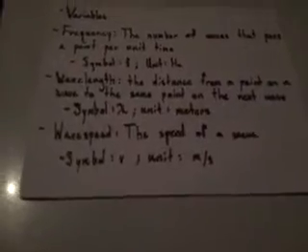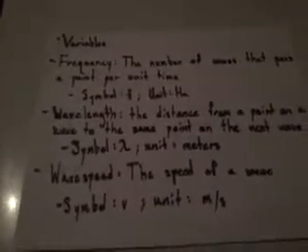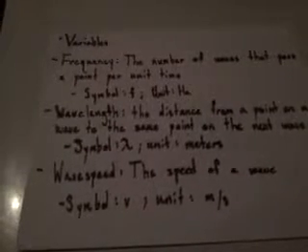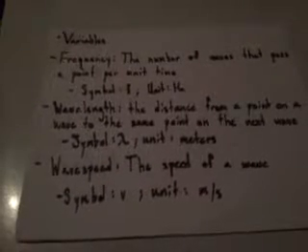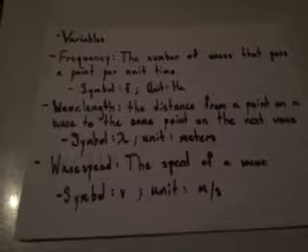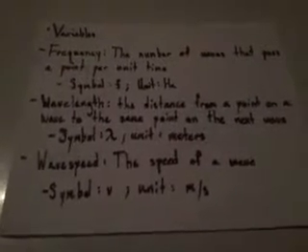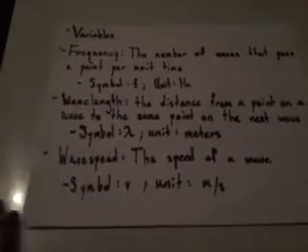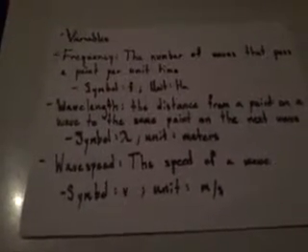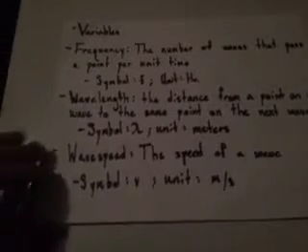All EM waves travel at the speed of light, which is 3 times 10 to the 8th meters per second. Remember that because we'll need it later. Variables. Frequency, the number of waves that pass a point per unit time. The symbol for frequency is F, and the unit is Hertz. Wavelength, the distance from a point on a wave to the same point on the next wave. The symbol for wavelength is lambda, and the unit is meters. Wave speed, the speed of a wave. The symbol for wave speed is V, and the unit is meters per second.